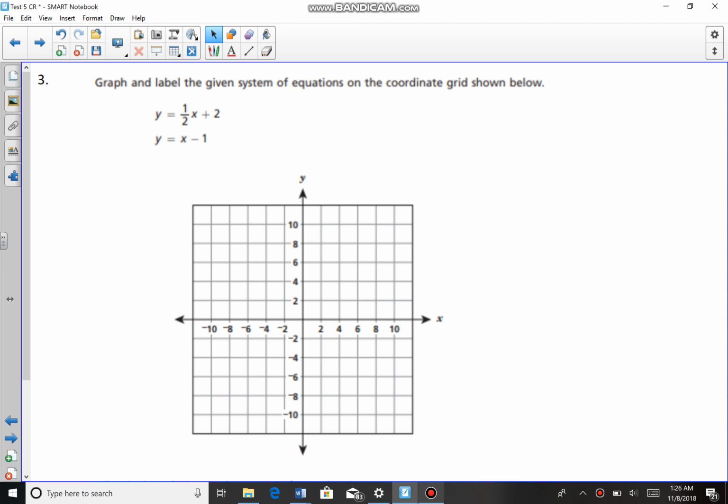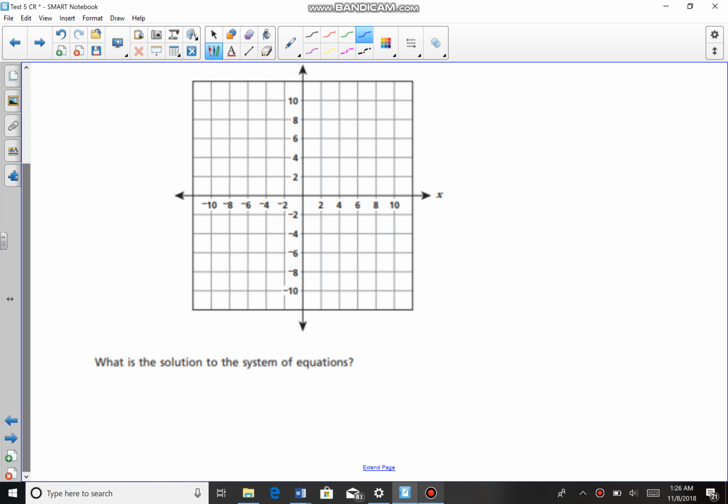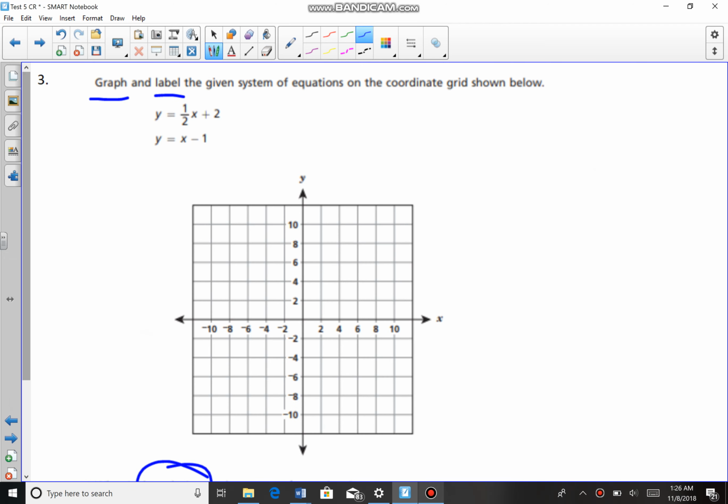All right. So if I'm looking at this problem, it's asking me to graph and label the equations. And then if I scroll down, it's asking me for the solution. So let's just deal with the first part. To graph and label, we know we have two methods. I'll do one way and one the other way.